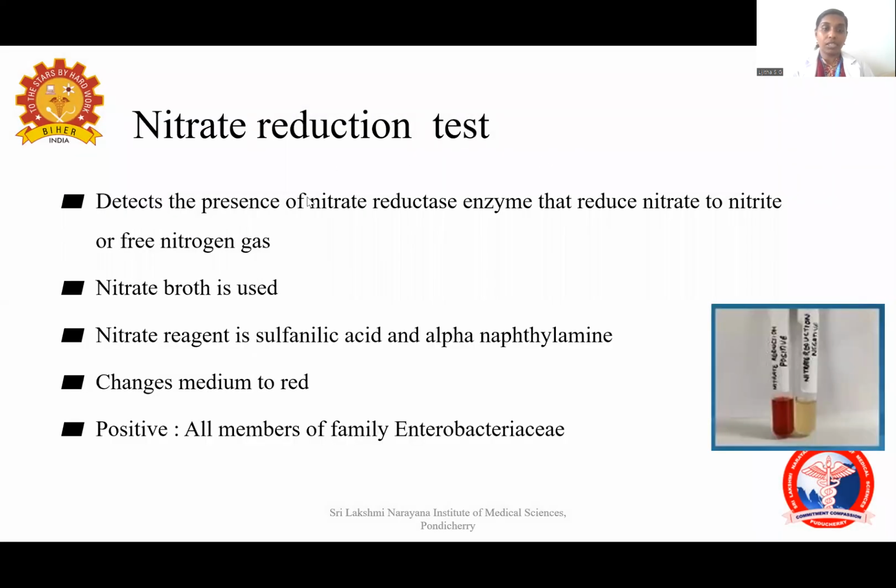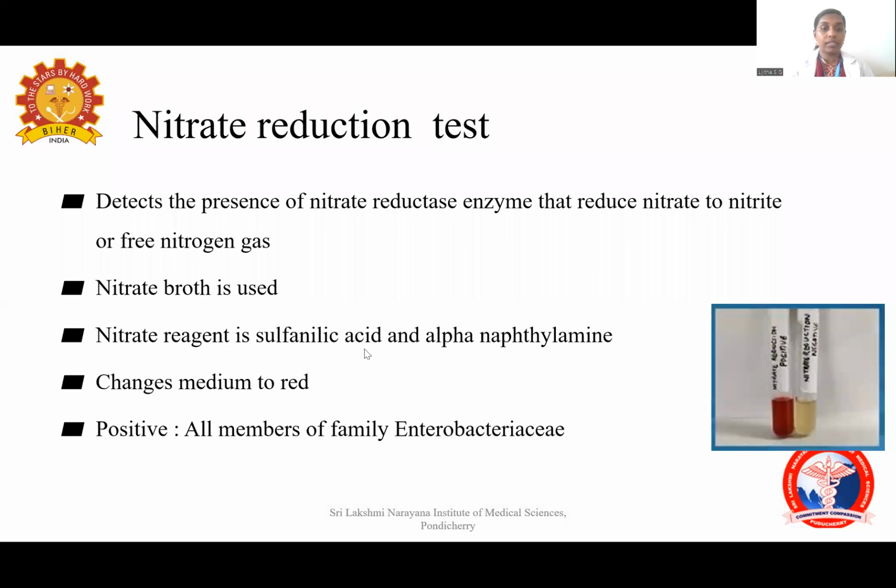Next one is the nitrate reduction test. This test detects the presence of the nitrate reductase enzyme in bacteria that reduce nitrate to nitrite or free nitrogen gas. The media that we use is nitrate broth, which contains potassium nitrate, and we inoculate the organism onto it. If the organism contains nitrate reductase enzyme, potassium nitrate is converted to nitrite or nitrogen gas. The next morning, after overnight incubation, we add the nitrate reagent.